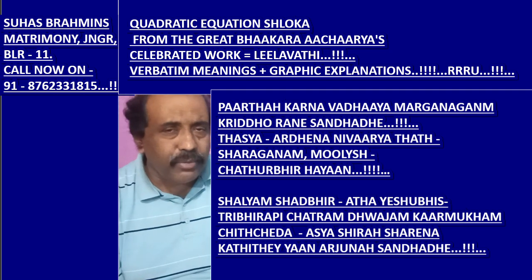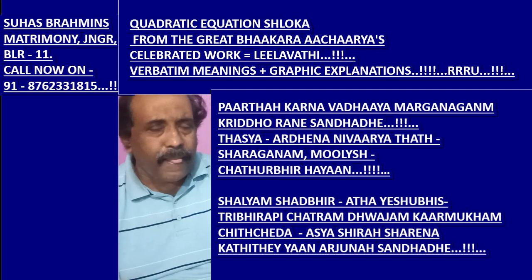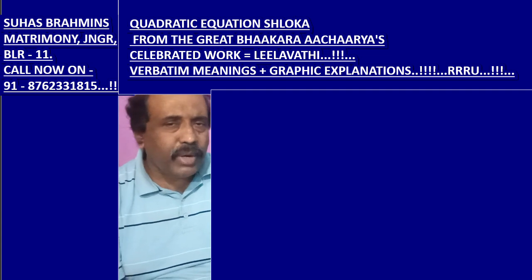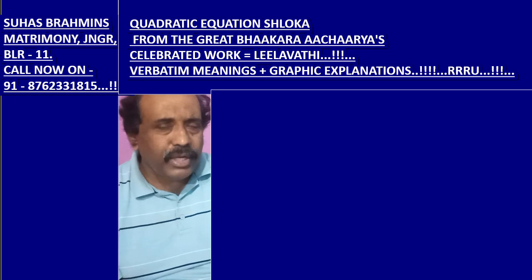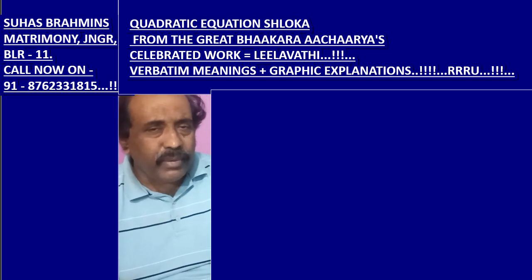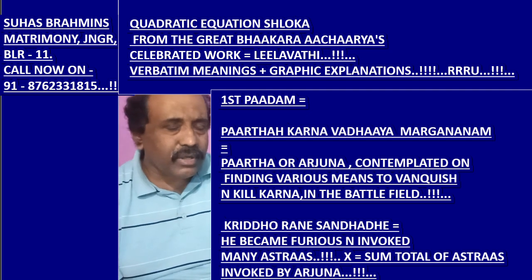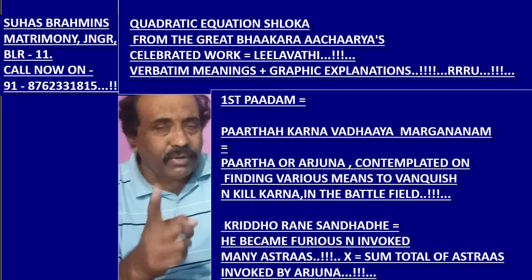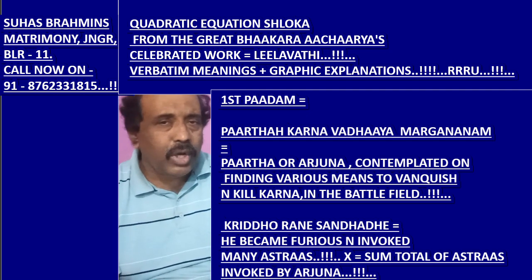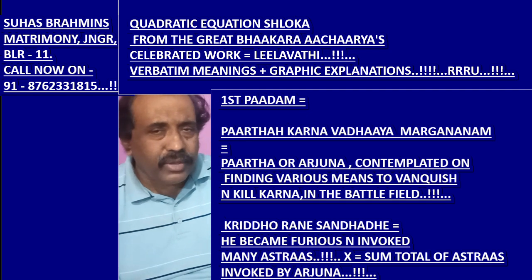It's a fantastic, brilliant poetry composed in Shabdula Vikridita. Now I will give you the verbatim meanings. We will take up the first pada. Partha karnavadhaya marganaganam means Arjuna was contemplating many different ways through which he could kill the wicked Karna. Partha karnavadhaya marganaganam Kruddho rane sandadhe.